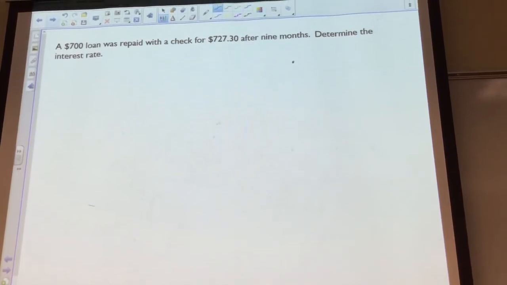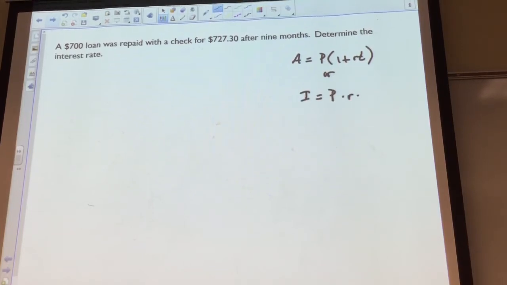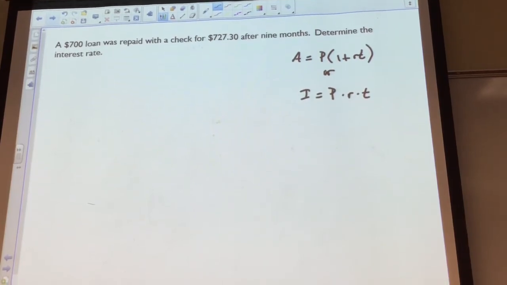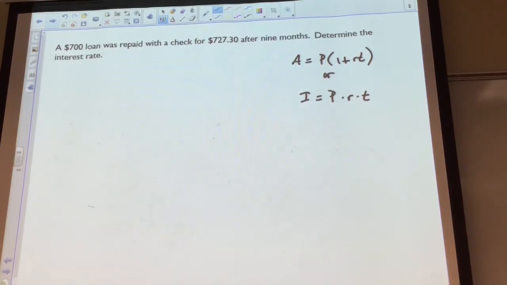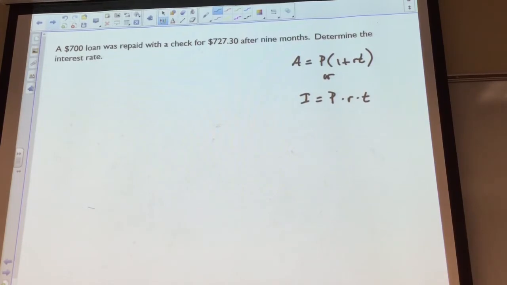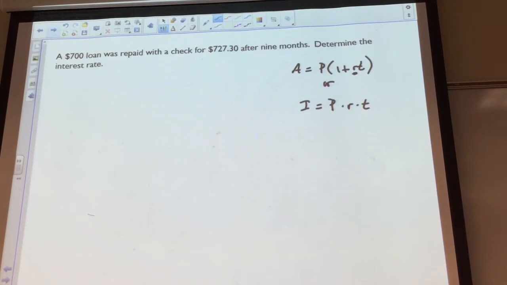Again, 2 choices. It looks like the first formula would be the best formula to use. But that means you're going to have to unwrap all the stuff around it to be able to find that R value. And that may be a little bit more than you want to go through.